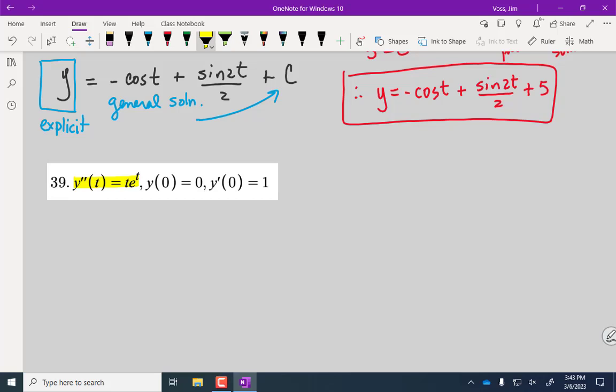Minus the integral of v du. And when you do the v du, you have no more t anymore, so you're going to be integrating just e to the t.